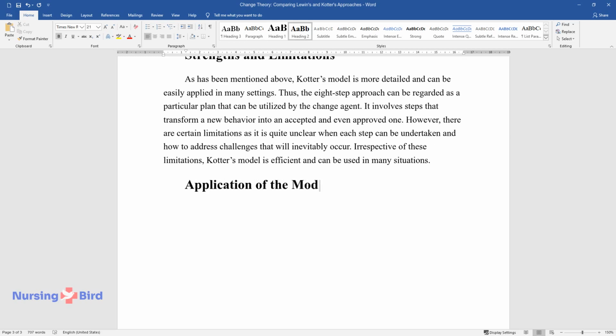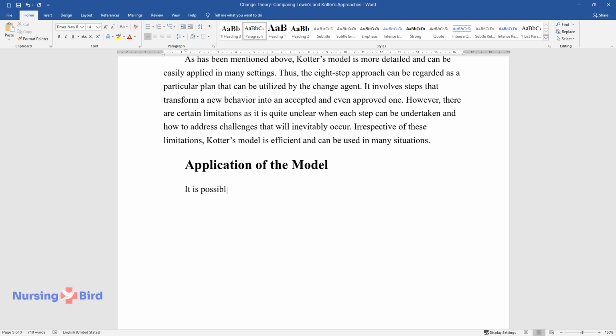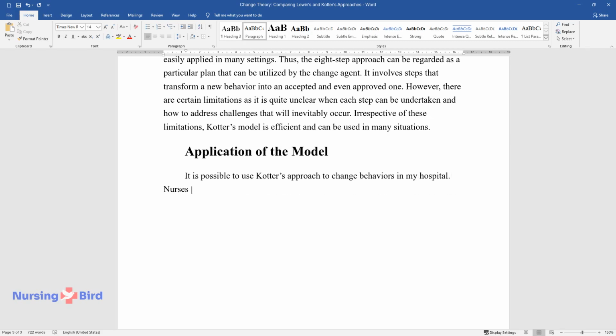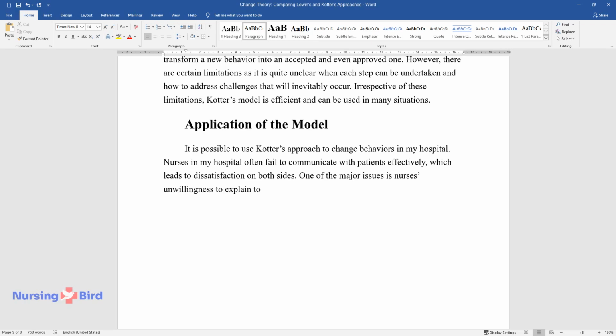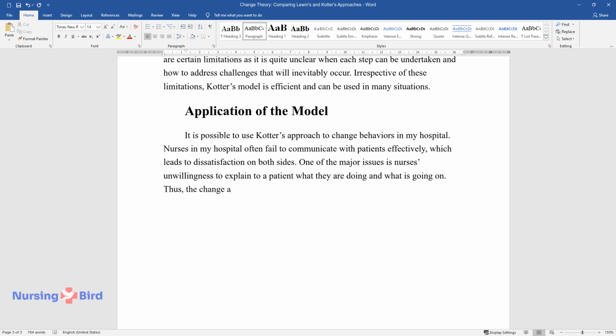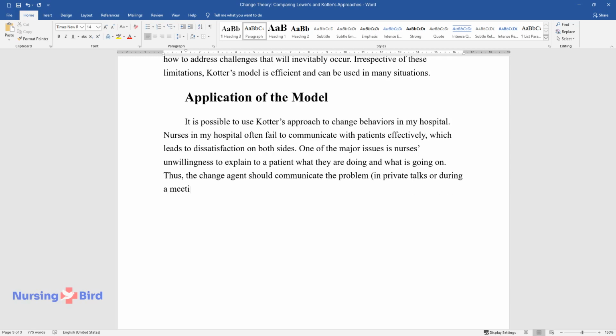Application of the model. It is possible to use Kotter's approach to change behaviors in my hospital. Nurses in my hospital often fail to communicate with patients effectively, which leads to dissatisfaction on both sides. One of the major issues is nurses' unwillingness to explain to a patient what they are doing and what is going on. Thus, the change agent should communicate the problem in private talks or during a meeting and show that it is the source of many problems.